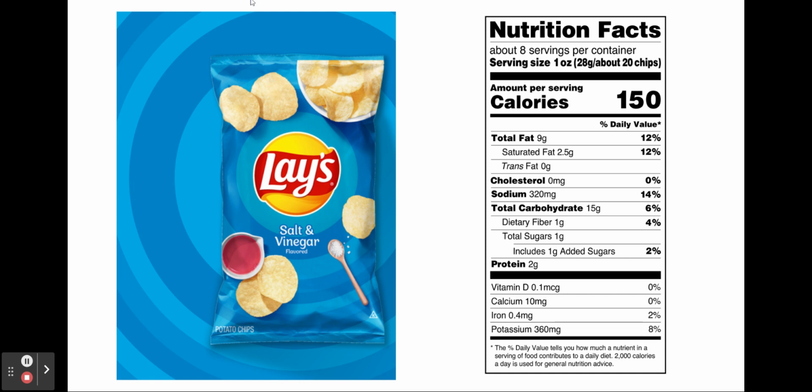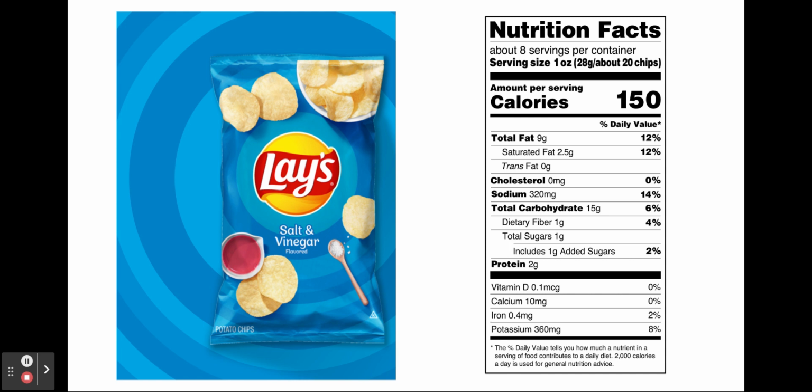Now, one bag of chips, as you see here, is about 8 servings, and one serving is about 20 chips, which means there's usually about 160 chips in a bag. I'm going to be talking about information for if you only eat 20 chips. If you eat 20 chips from this bag, that has 15 grams of carbohydrates, which is 6% of your daily value. Now, 1 gram of those carbs are from fiber, and 1 gram of those carbs are from sugar.